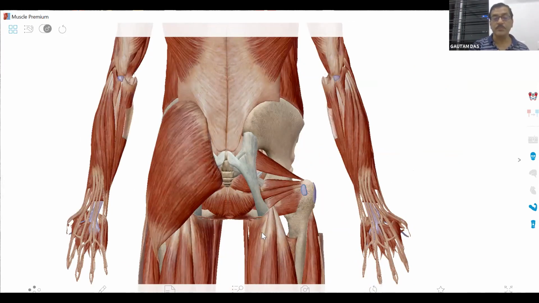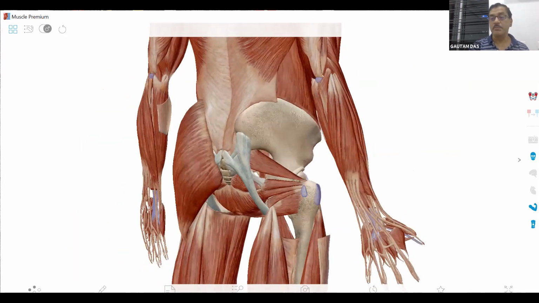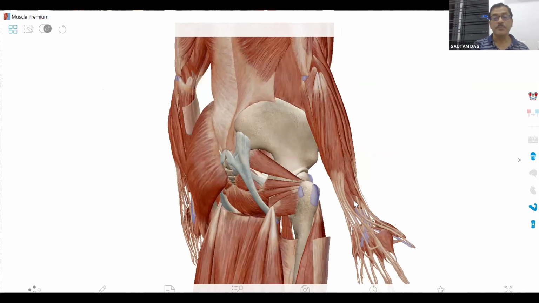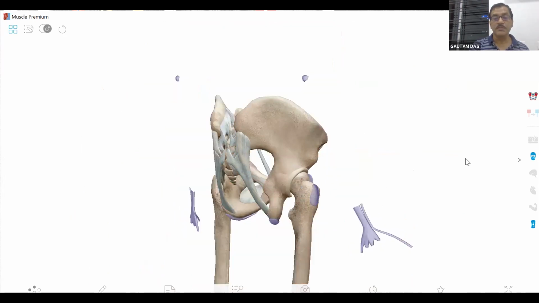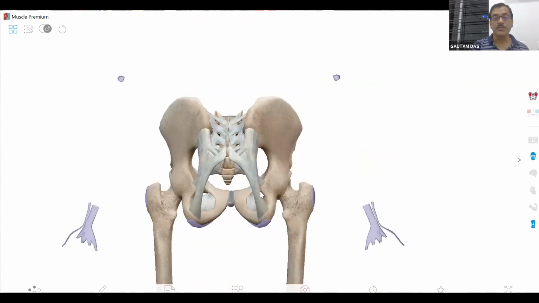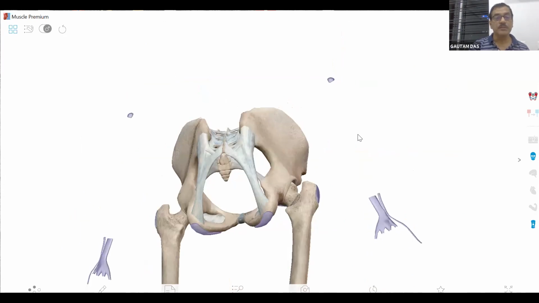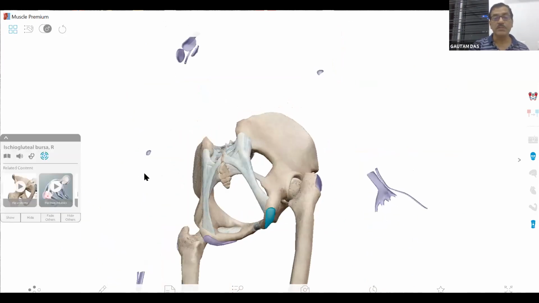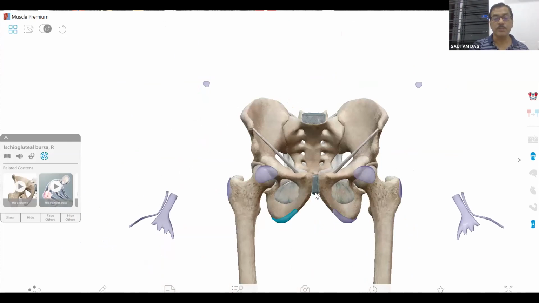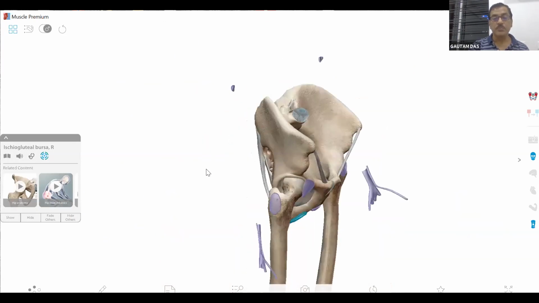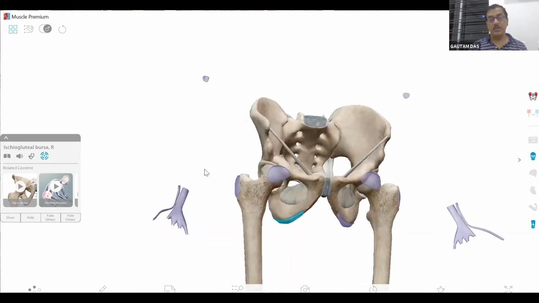Apart from that, there is the ischial bursa. If you are removing these muscles, let me remove all the muscles, so you can see the bursas. So this is again a very important bursa. The ischiogluteal bursa is again one very important cause of pain around the hip. So keeping this in our mind, let us go into the PowerPoint.